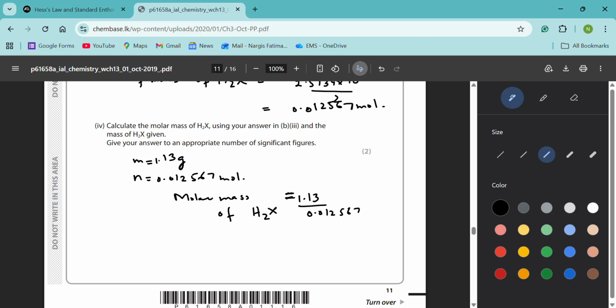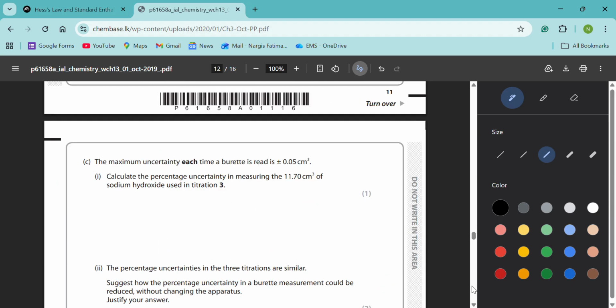1.13 divided by 0.01257. So you have the answer 89.918, approximately 90. So this is the molar mass of H2X. Now move on to part C.